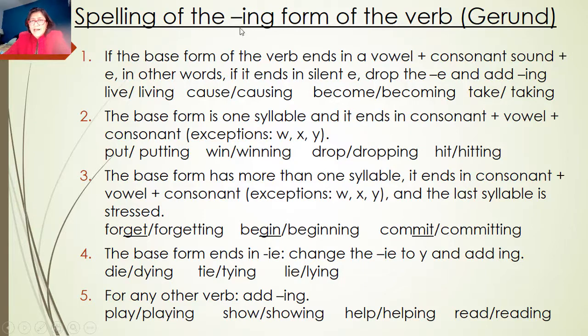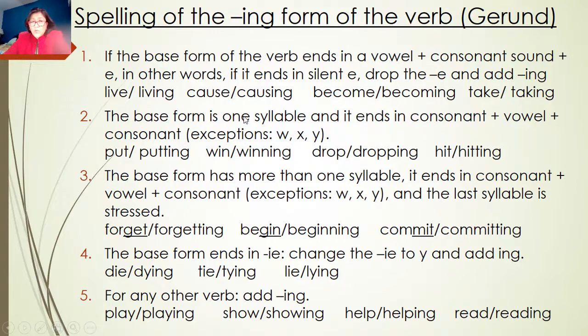Practically, the spelling rule is add ing. That's it, right? So if the base form of the verb ends in a vowel, consonant, sound, and E, in other words, if it ends in a silent E, drop the E and add ing. So we have live, silent E, living. We don't need it, right? Cause, silent E, causing. Become, silent E, becoming. Take, silent E, taking.